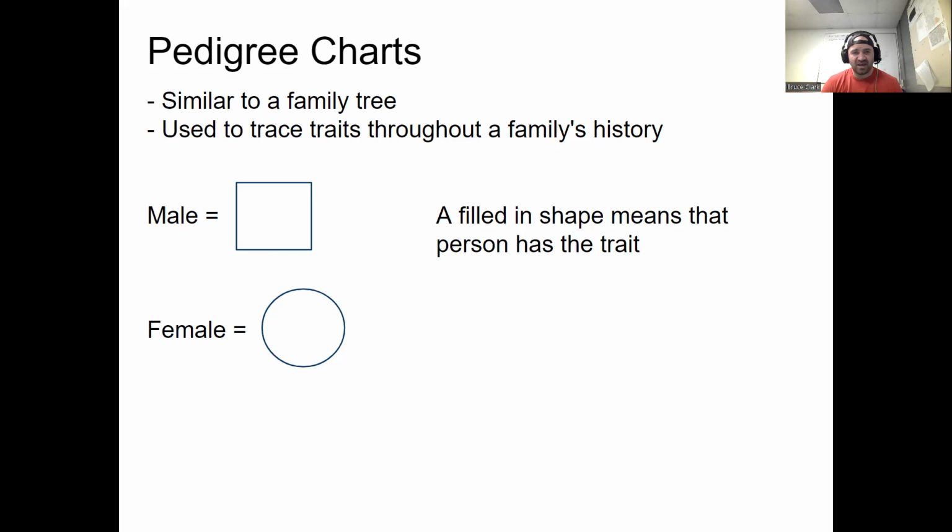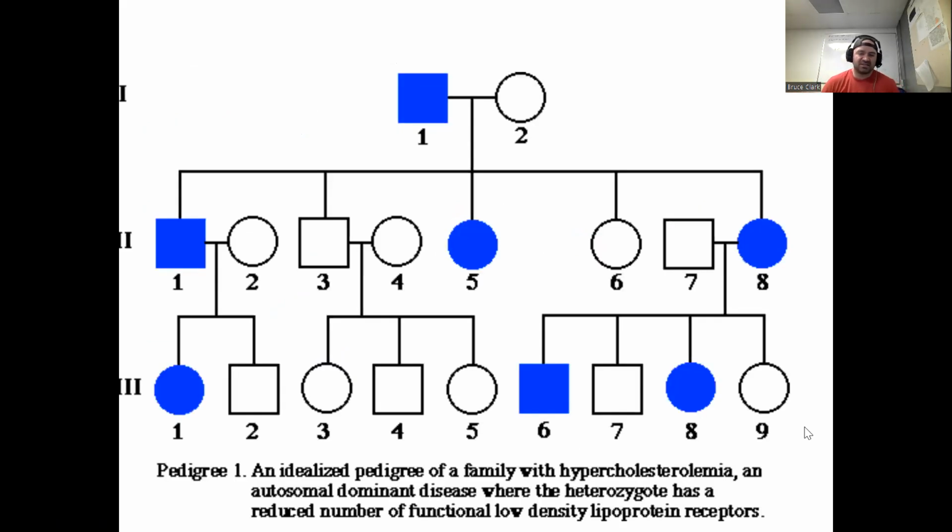So starting off, males are represented by squares, females are represented by circles. And if the shape is shaded in, that means the person has that trait. So let's take a look here. This is hypercholesterolemia. That is a genetic condition for having high cholesterol. It is shaded in here, and it is a recessive trait.